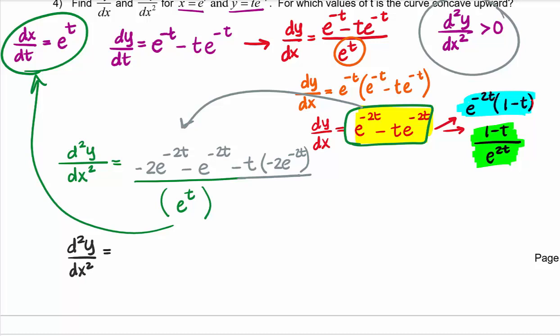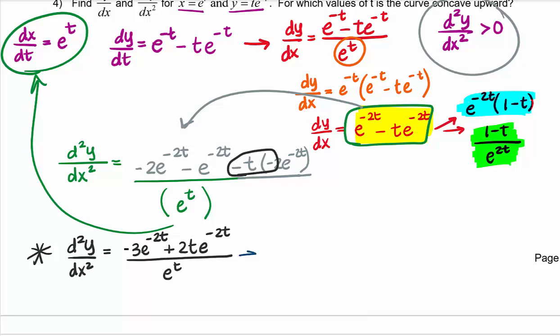I can combine these two terms, so that's negative 3e to the negative 2t, plus 2t e to the negative 2t, and it's all over e to the t. Again, I am not sure that that's something that you want to work with algebraically. This is technically a fine second derivative, but if we're doing something with it, we may want to go one step further. So again, I can factor out the e to the negative 2t.